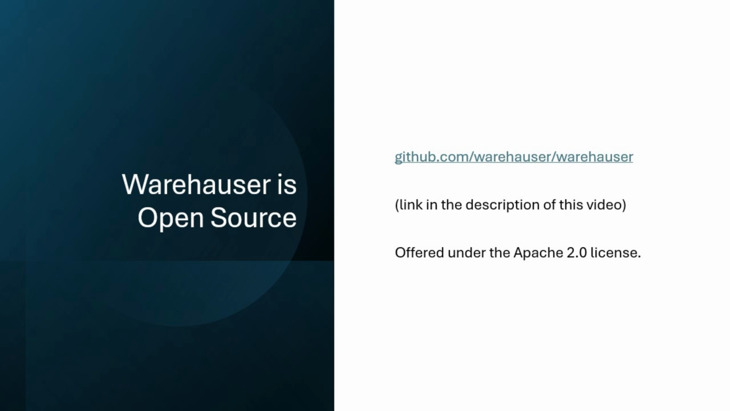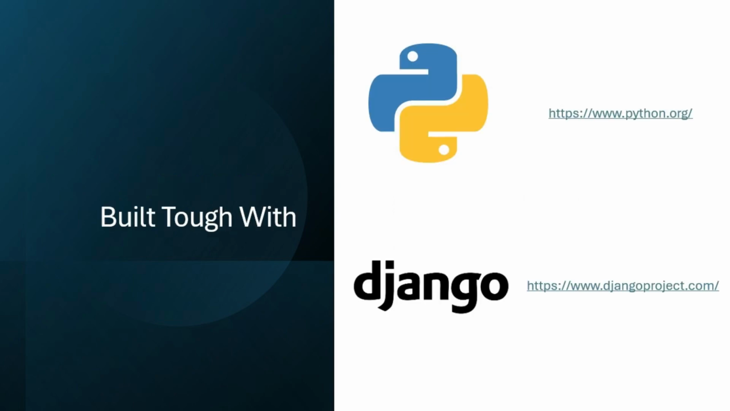Warehauser is published at github.com/warehauser/warehauser and is offered under the Apache 2.0 license. It is developed using the Python programming language and the Django web development framework. It is assumed you are familiar with both these technologies, but if not, we provide some useful links in the description of this video where you can find more information and access their broad community for support.